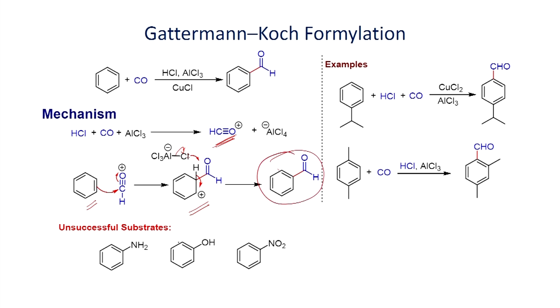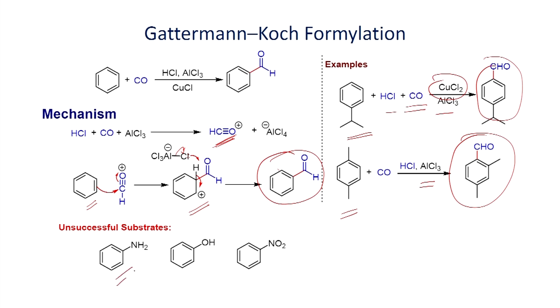So, here are some of the examples shown. Here the reaction of isopropylbenzene with carbon monoxide in the presence of aluminum chloride, hydrochloric acid and copper chloride gives the corresponding aldehyde as a product. Here the reaction of para-xylene with carbon monoxide in the presence of hydrochloric acid and aluminum chloride is shown to give this aldehyde as the product. So, this reaction has some limitations.